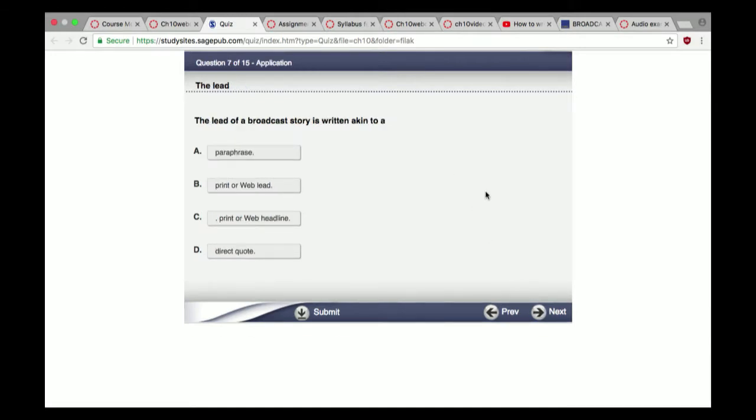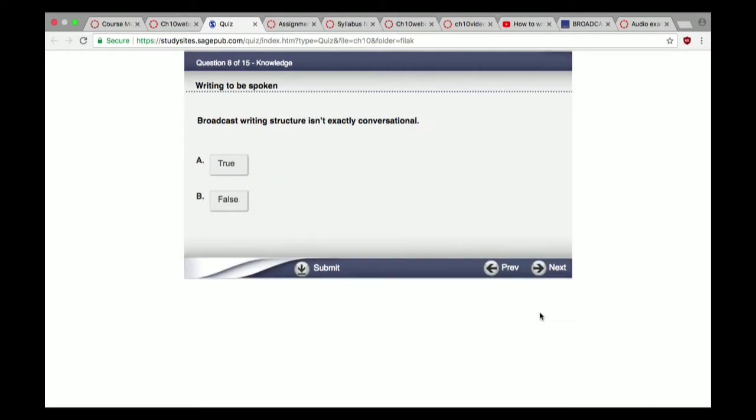The lead of a broadcast story is written akin to a print or web headline. All I could say about that is don't write it exactly as though it's a headline. "Four dead in mass murder" or something like that is not the way you start a broadcast story. False. There were four dead. Broadcast writing structure isn't exactly conversational.